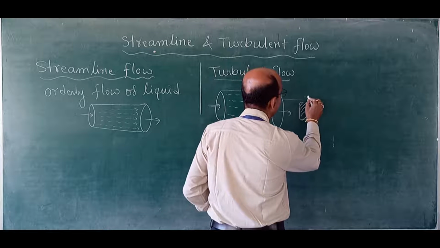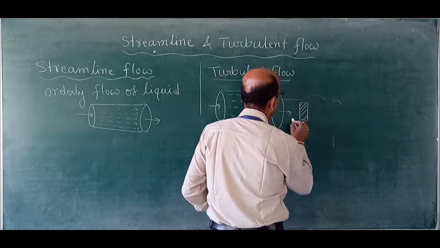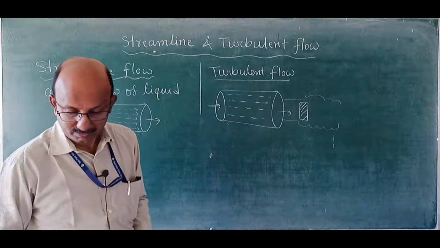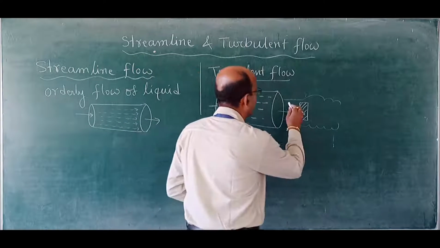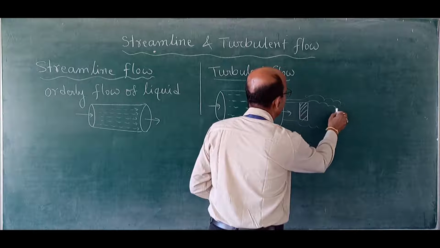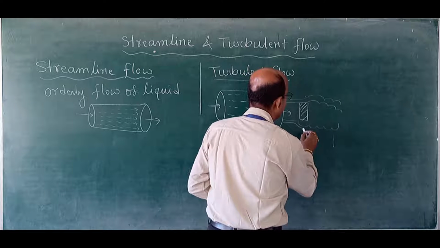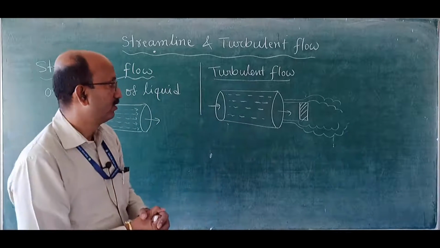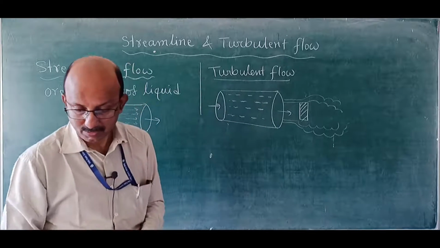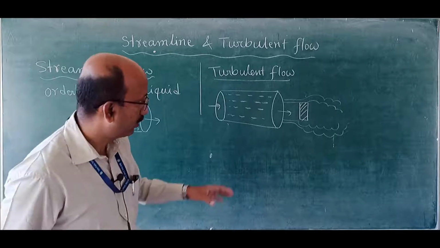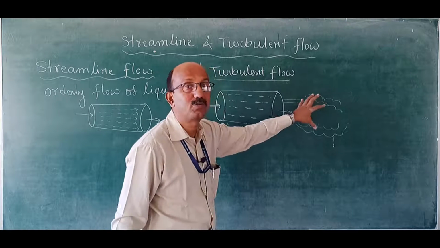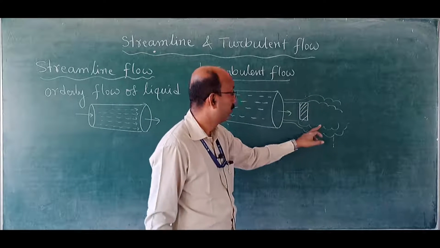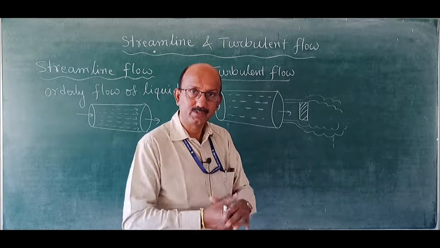The liquid will hit and it will form this sort of thing. Now the liquid layers, after striking this, will form this sort of vortex. We call it a vortex. This vortex means local circular currents are set up. So from here to here it is streamline flow, but here the flow is turbulent. So a churning effect will take place.